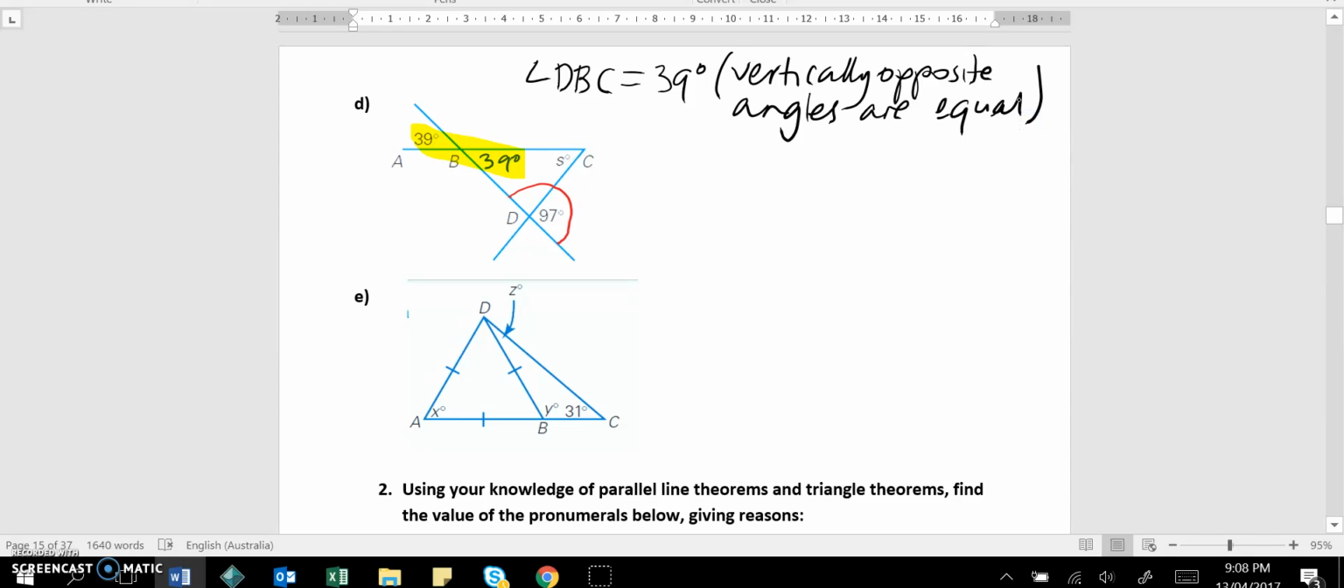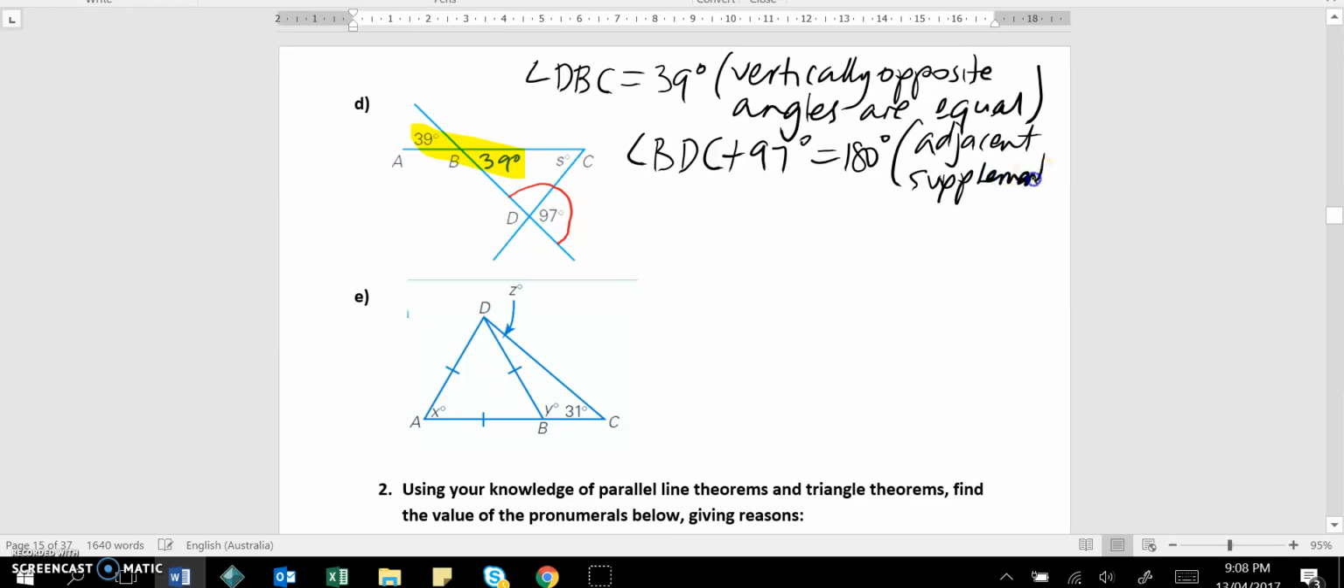That's the first thing. The second thing is, now I'm going to say that angle BDC plus 97 degrees equals 180 degrees. And my reason for that is adjacent supplementary angles. And that basically means that angles on a straight line add to 180. So angle BDC, when you do 180 minus 97, is 83 degrees. So this one in here is now 83 degrees, and that's going to allow me to work out s.